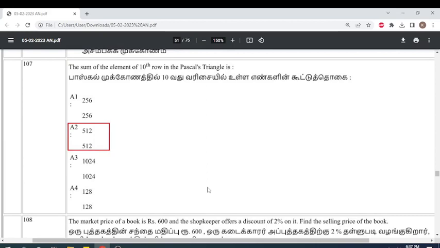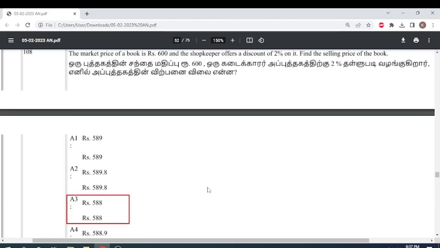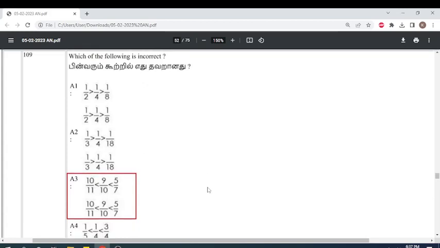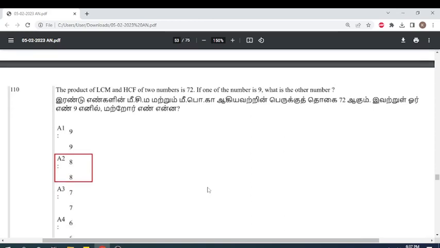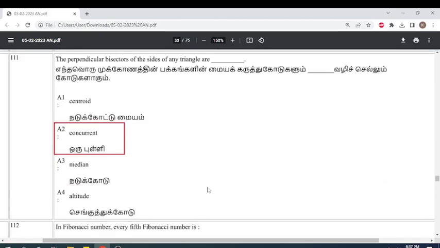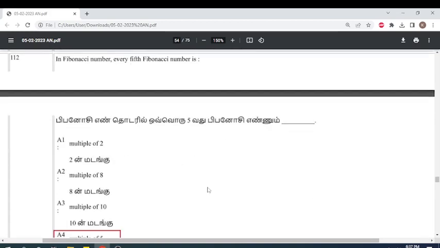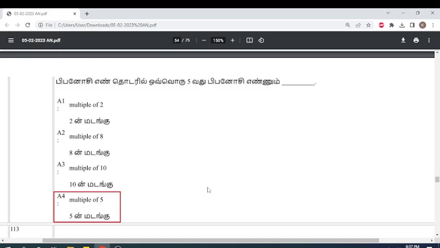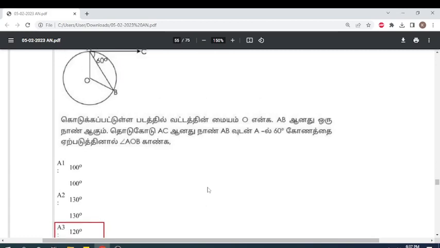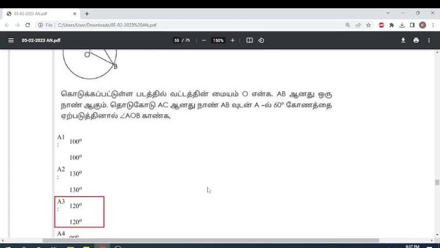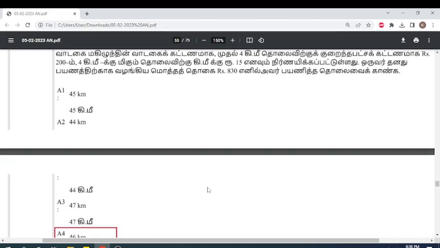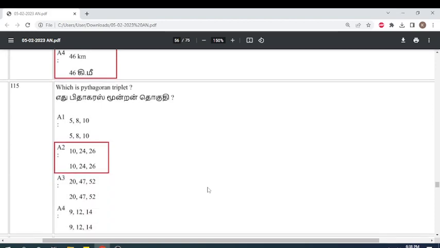107 questionக்கான answer A2. 108 questionக்கான answer A3. 109 questionக்கான answer A3. 110 questionக்கான answer A2. 111 questionக்கான answer A2. 112 questionக்கான answer A4. 113 questionக்கான answer A3. 114 questionக்கான answer A4. 115 questionக்கான answer A2.